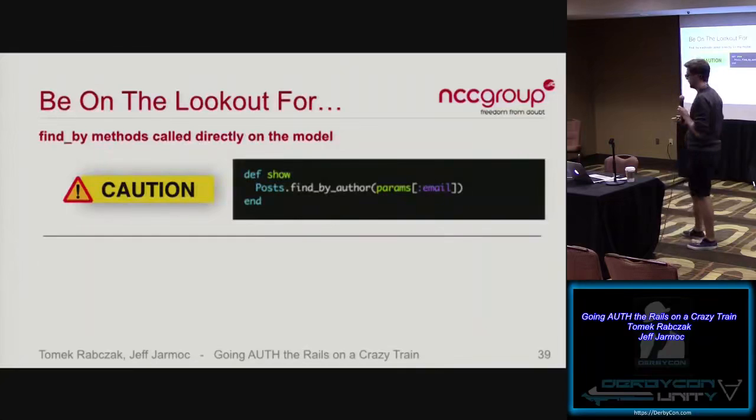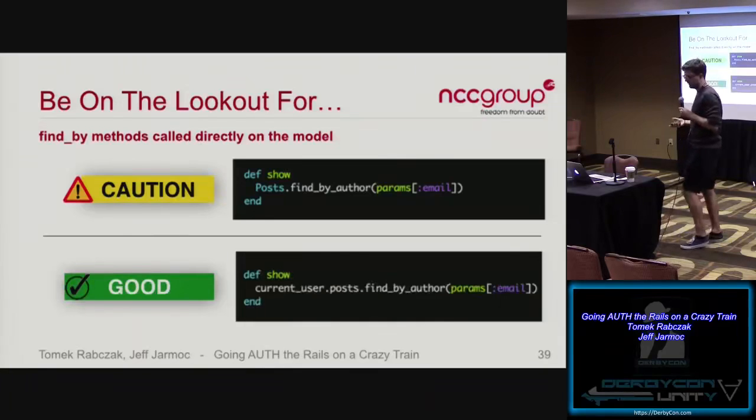Calling find by methods directly on models. We talked about associations earlier. This is just something to be on the lookout for. It's not automatically going to be a vulnerability, but when we find authorization flaws, it's going to be around patterns like this. So we like to see, again, the use of associations to limit the subset of data that you're querying to ones that belong to the user.